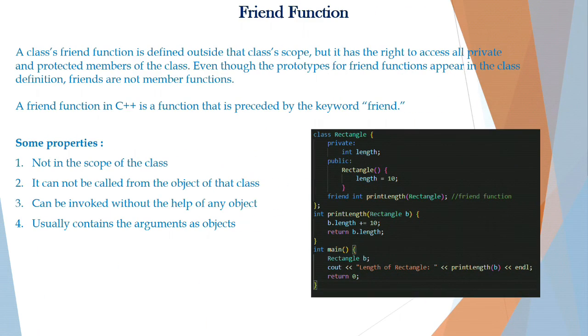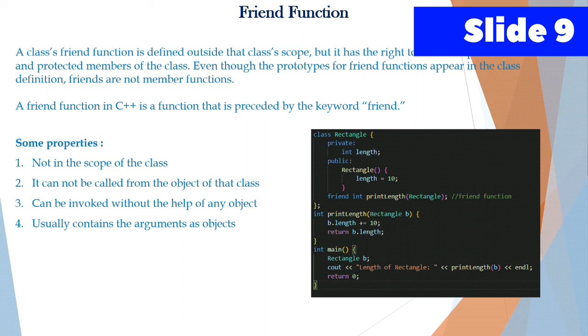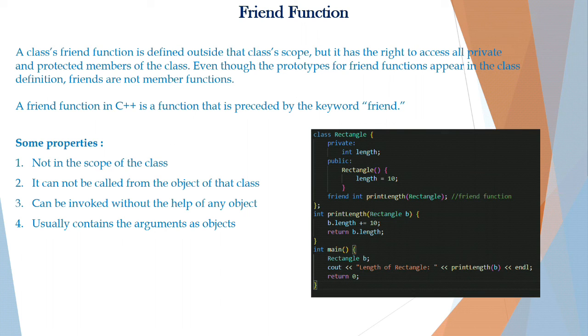Now, friend function. So what is a friend? A person who has access to your public as well as your private properties. The same thing happens here. A function can be defined as a friend function by just adding friend before its name. This is the way to tell the compiler that this print length function is a friend of this rectangle class.